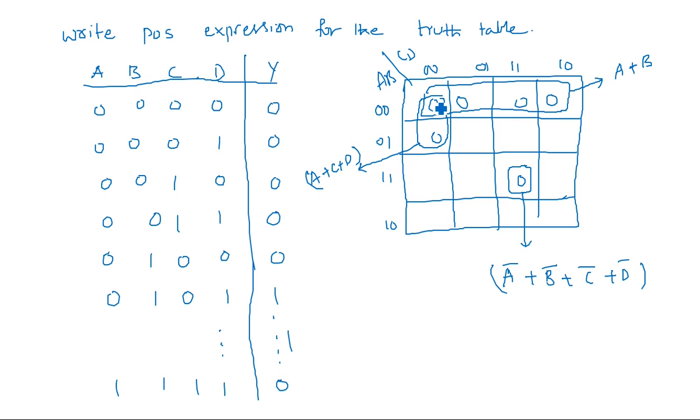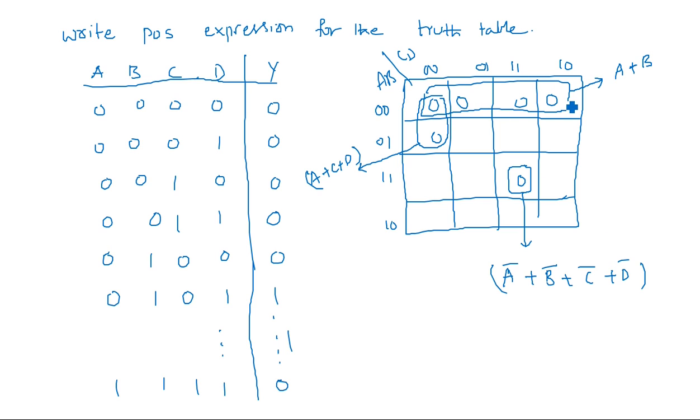Two zeros mapping eliminates one variable. See, B is not there. Only A, C, D are there. So two zeros mapping eliminates one variable. One zero means all variables will come.